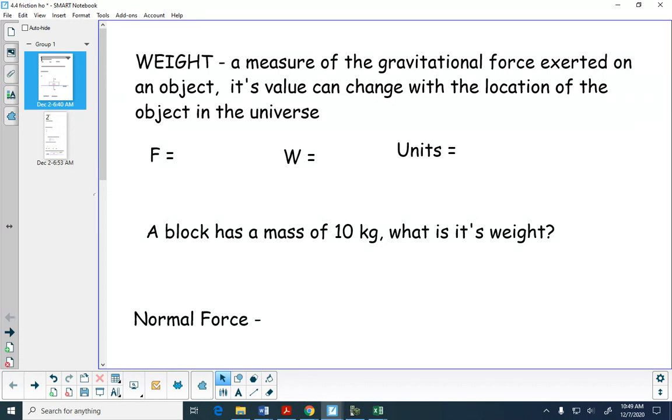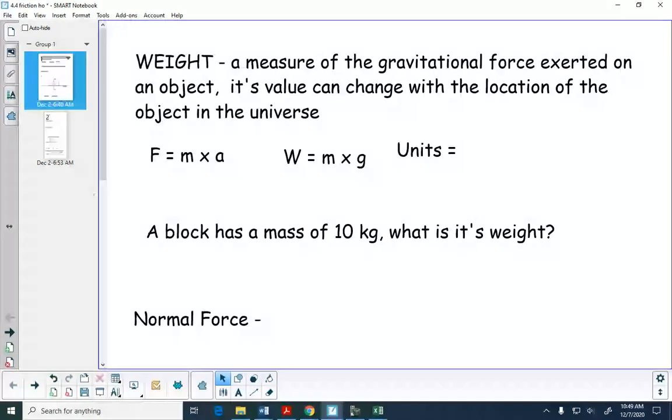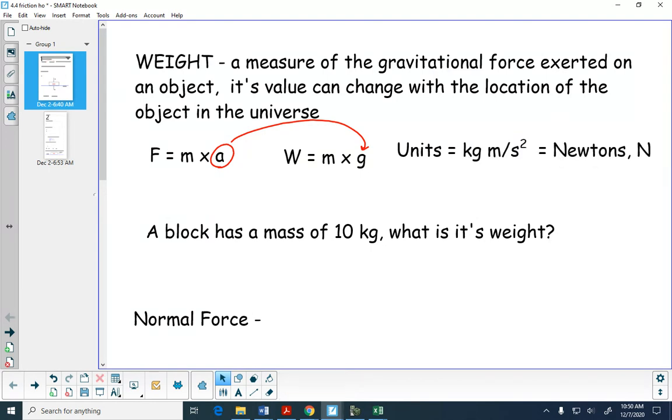We talked about force. Force is equal to mass times acceleration, and when we're talking about the weight, our acceleration is gravity. So we deal with this acceleration, the acceleration of gravity. And the units, once again, are kilograms meters per second squared, which are Newtons, after Sir Isaac Newton.